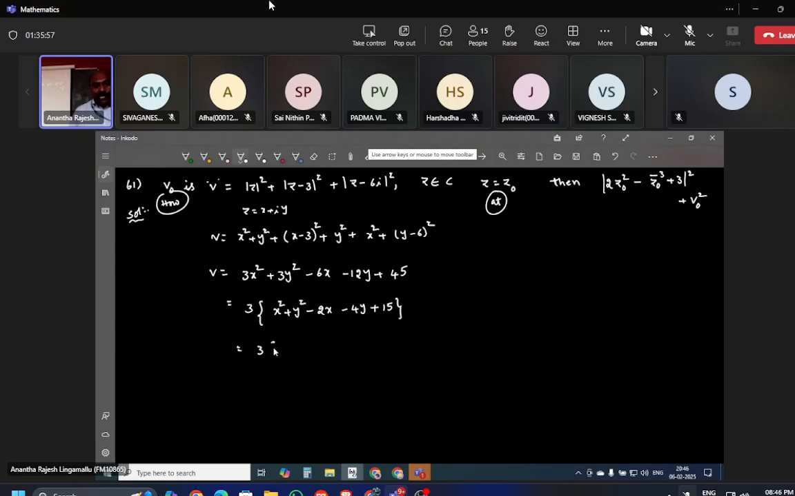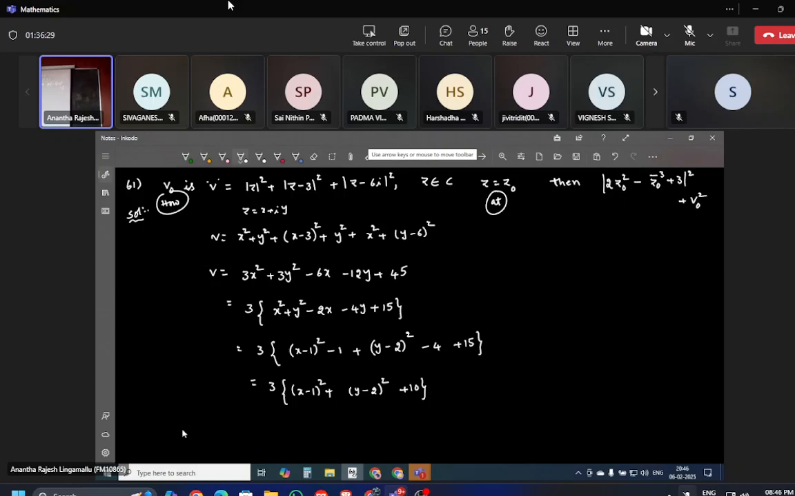Okay, I'll do one thing. I'll make perfect squares. So can I write (x minus 1) whole square, x square minus 2x plus 1 minus 1, y square minus 4y, (y minus 2) whole square plus 4 minus 4, plus 15, right? So that is 3 into (x minus 1) whole square plus (y minus 2) whole square, 15 minus 5. This is the minimum. No one can do anything to this.